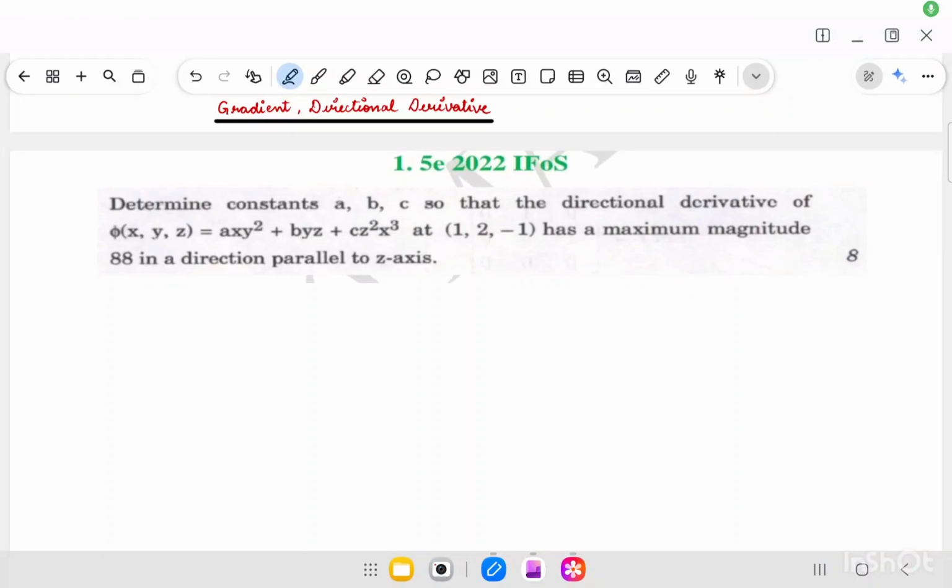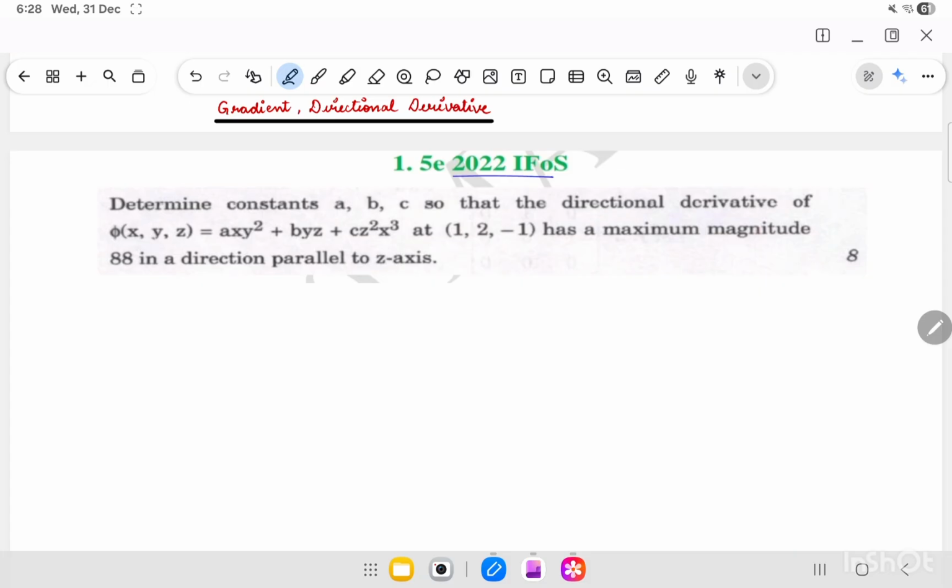Hello everyone, today we'll continue the series on vector analysis, and today we'll see questions related to gradient and directional derivative. So let's see question number 1, which was asked in the Forest Service examination in 2022.